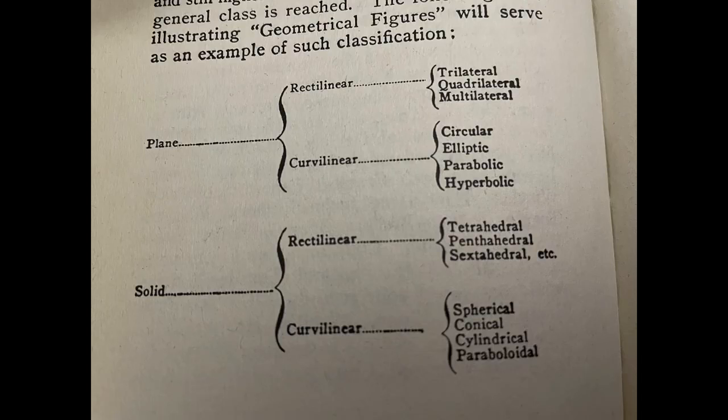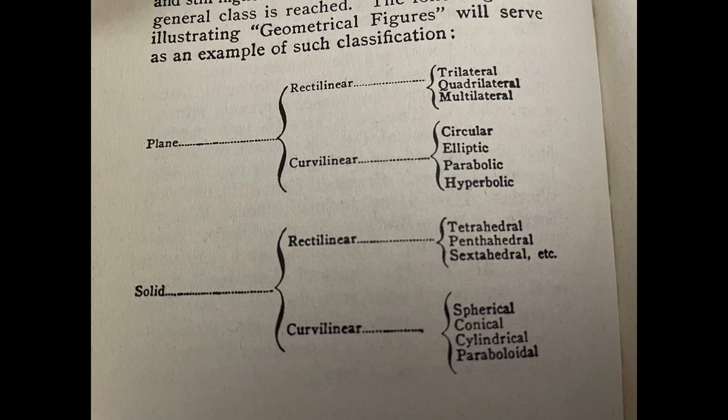Each general classification, moreover, should be subjected to subclassification. Large classes should be divided and subdivided into the lesser classes. Small classes should be raised to higher and still higher classes, and so on until the highest general class is reached. The following table of geometrical figures will serve as an example of such classification. Looks like this. See, I'll try to make another little image. But basically, this is how you want to classify things.